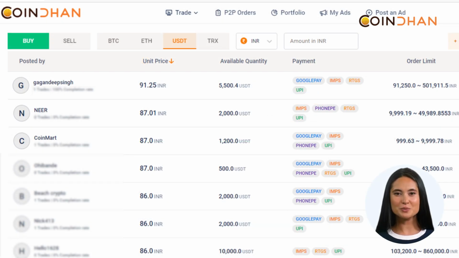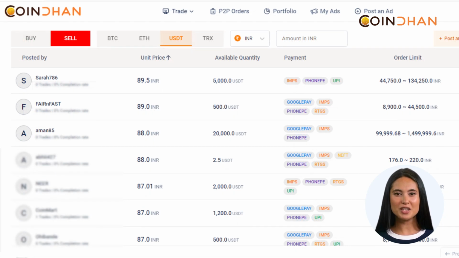CoinDhan also offers P2P trading, which allows you to trade cryptocurrencies directly with other users on the platform. It provides a secure and transparent way to buy and sell cryptocurrencies, giving you full control over your trades.